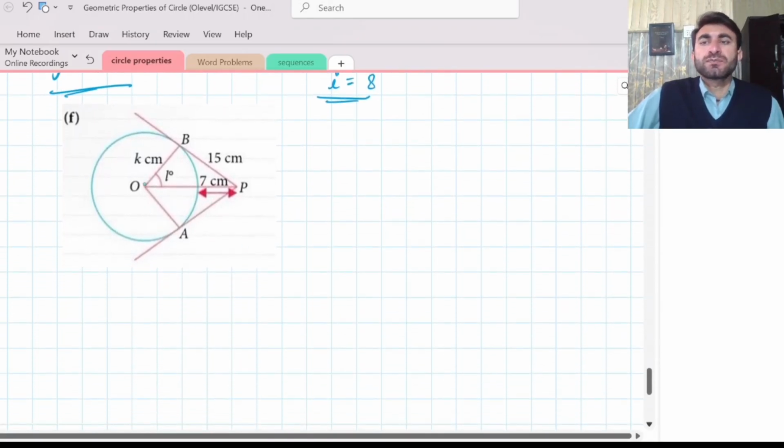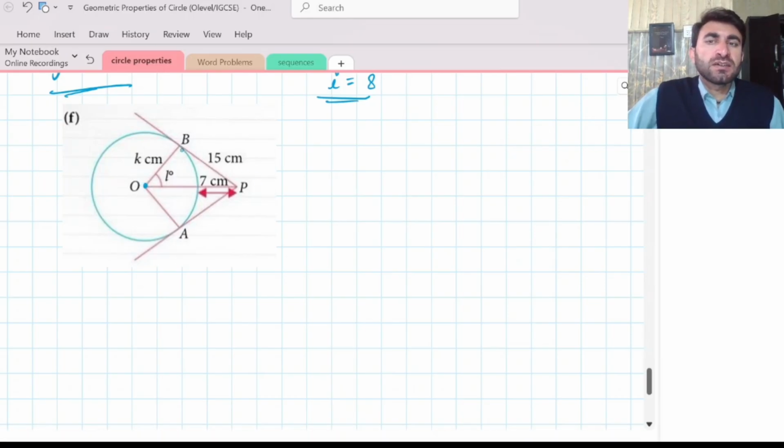It states there is again a circle with center at O. There are two tangents. The length of the tangent is 15 centimeters. The distance between the circumference and the point of intersection of tangents is 7 centimeters. We can see over here. And the radius of the circle is K, while we are to figure out the angle between the radial segment and the line joining the center and the point of intersection of tangents as well.